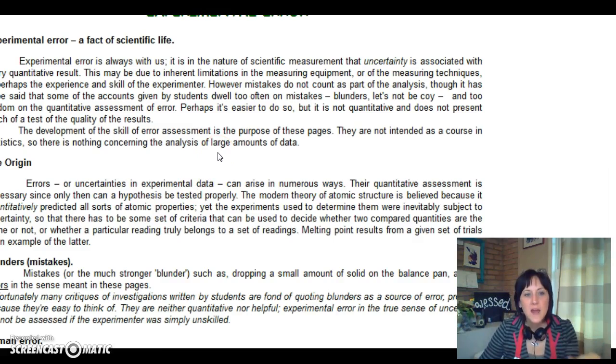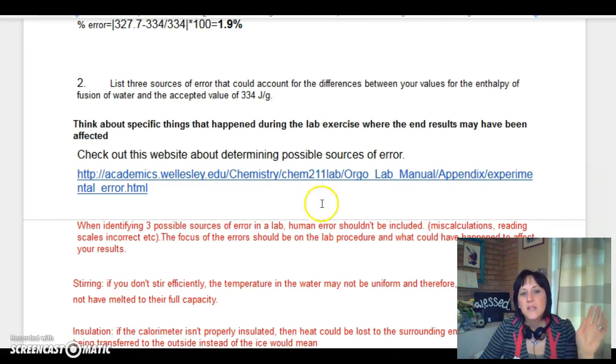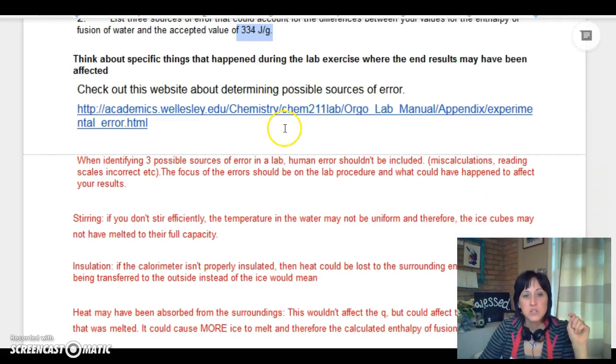So talking about error, right? Don't give me the thermometer could have been off. Oh, I could have not zeroed out. Those are basic, right? Those are just typical things. We want to dig deep and we want to look at what in this specific lab could have happened and how would it have altered my results, right? That's ideally what you want when you think about your percent error. How would that have affected the value you got for your heat of fusion? So make sure you check out those if you didn't.